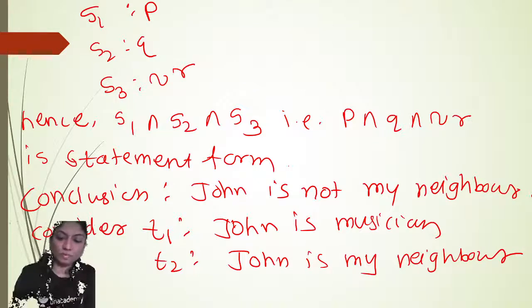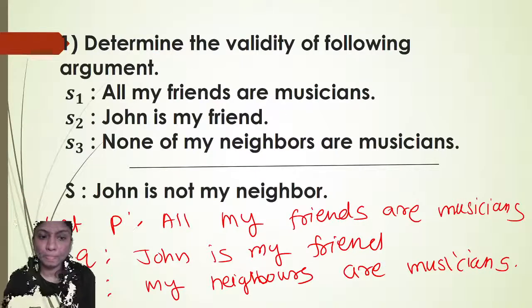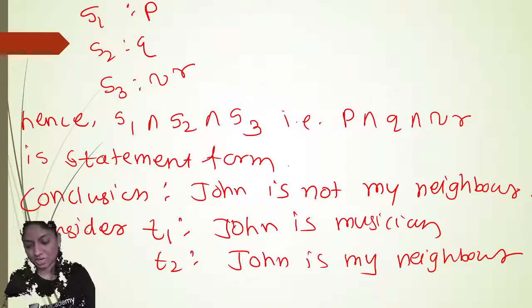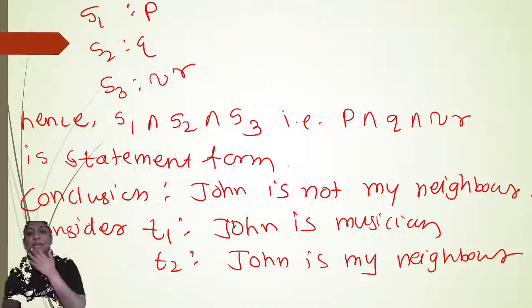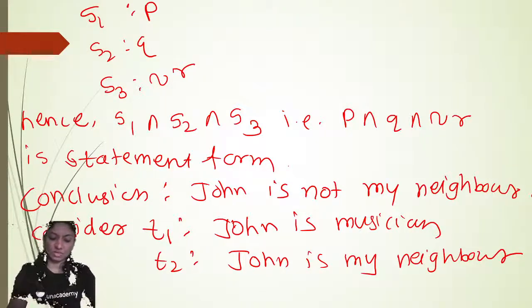Then from the premises, what do you get? Q and P implies T1. What is our Q and what is our P? John is my friend and all my friends are musicians, which implies T1: John is a musician. Since all my friends are musicians and John is my friend, does it imply John is a musician? Yes, John is a musician.